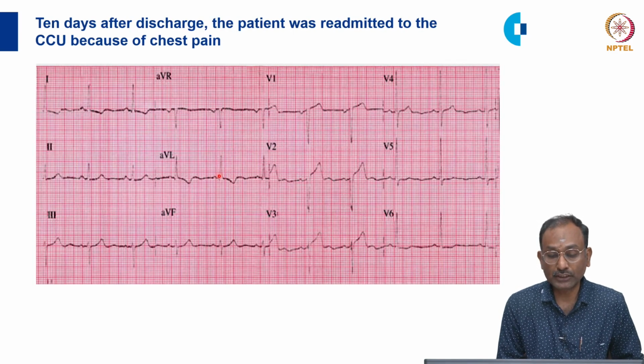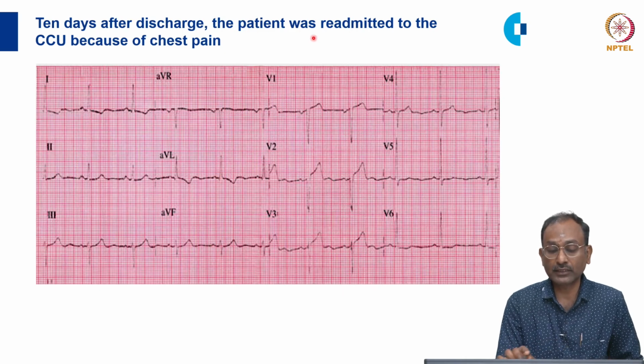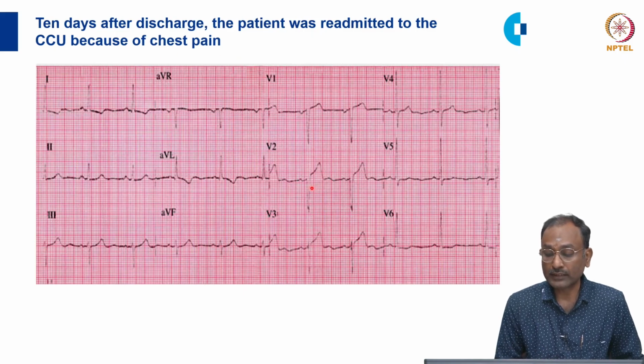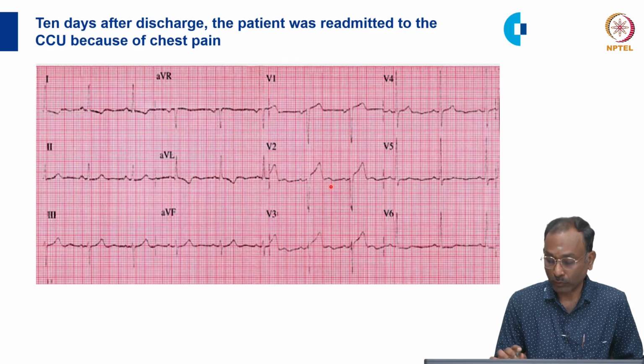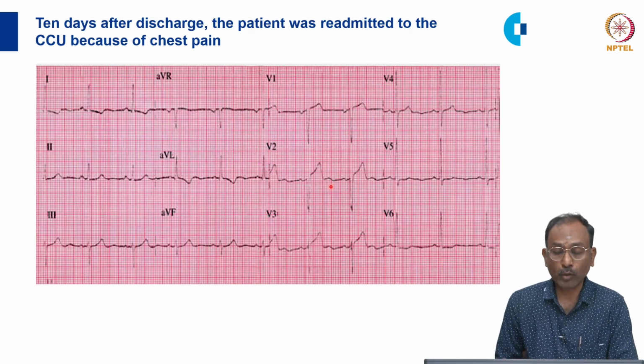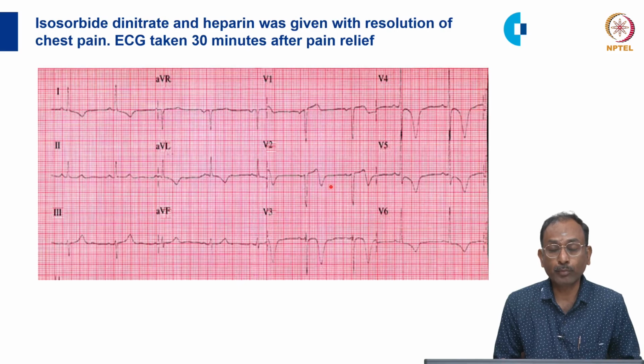So, the patient was discharged with medical management. So, 10 days after discharge, the patient was readmitted to the ICU because of chest pain. Again, if you can see, the ST segment depression T inversion has disappeared. Instead, the patient has developed an ST elevation in V2, V3 and V1 also. So, the patient has progressed from an acute myocardial ischemia to a myocardial infarction. So, this explains the importance of identifying the acute myocardial ischemia so as to prevent an acute myocardial infarction.